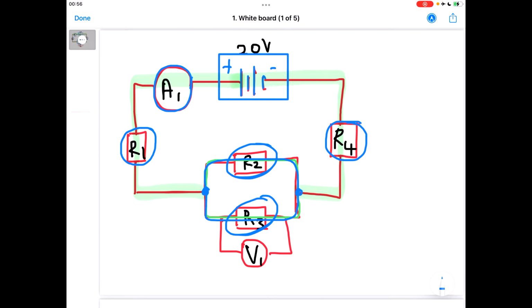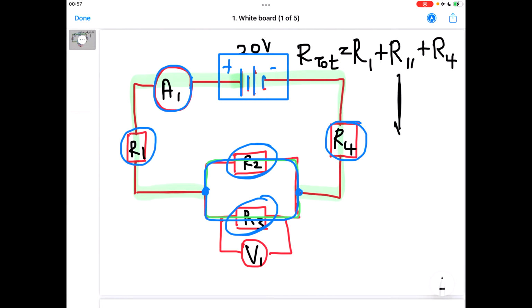So again, with regards to the resistance, in this case the total resistance, honorable members, R total is going to be equal to R1, which is connected in series, plus R parallel, and then plus R4, because that one is in series. Remember guys, R parallel has a formula which says 1 over R parallel is equal to 1 over R2 plus 1 over R3. So you are going to use your mathematical rules to solve for R parallel.